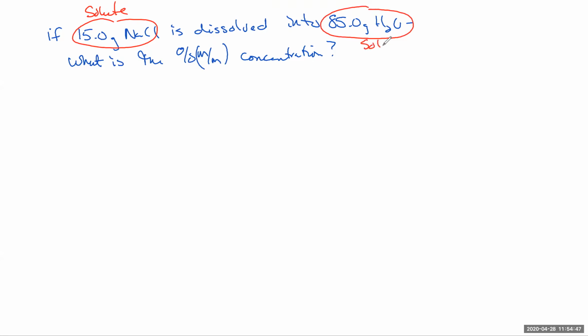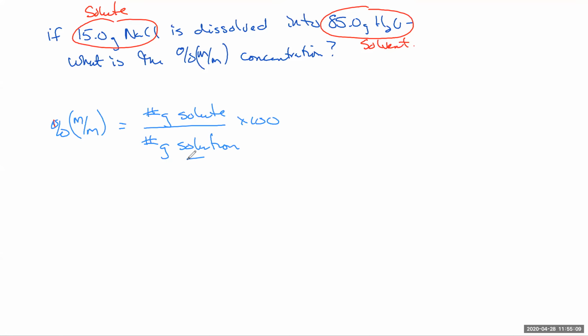This is my solvent. So the trick that you have to know here is the formula we're going to use: percent mass to mass is going to be equal to the number of grams of solute divided by the number of grams of solution times 100. It's always part over whole, and the whole is always the whole solution. So this is not representing the solution, that is just a solvent. So to get your mass of solution, you need to add the mass of solute plus the mass of solvent.